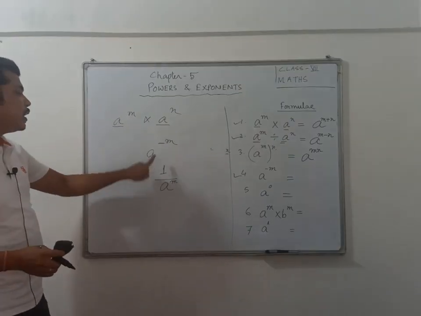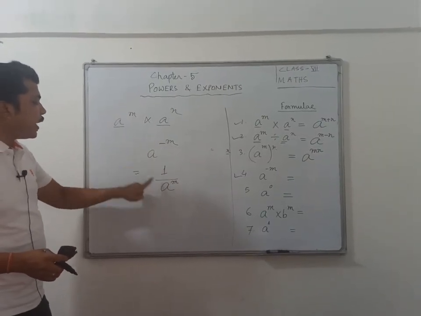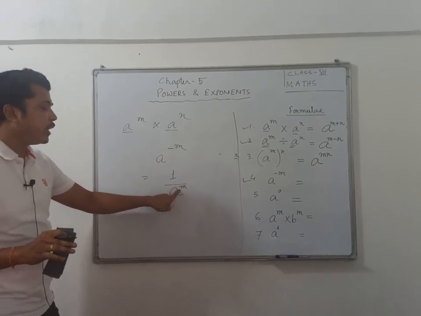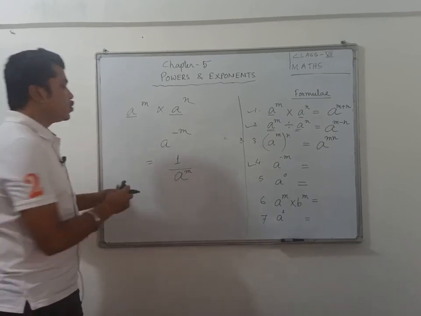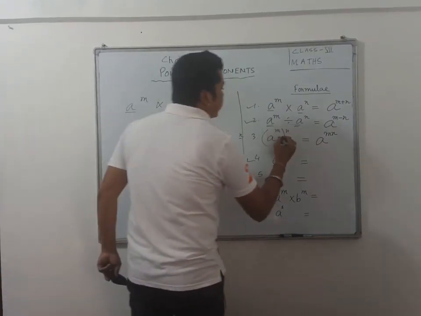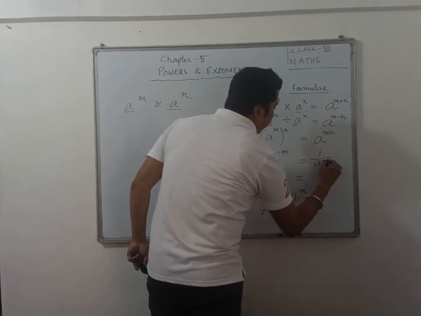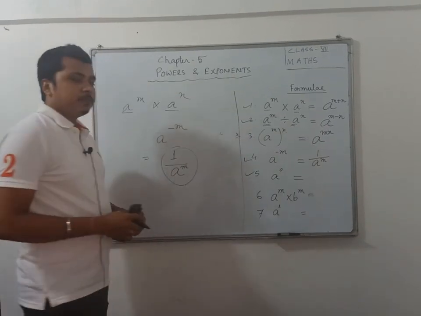Okay, that means this minus sign means your base will come in the denominator. When you write the base in the denominator, you will remove the minus sign. You will not give any more minus sign. And what are you going to put in the numerator? 1. So your answer will be what? a to the power minus m means 1 by a to the power m. Is it clear?